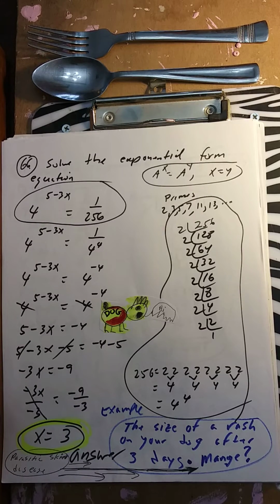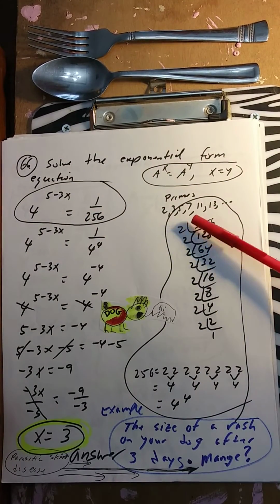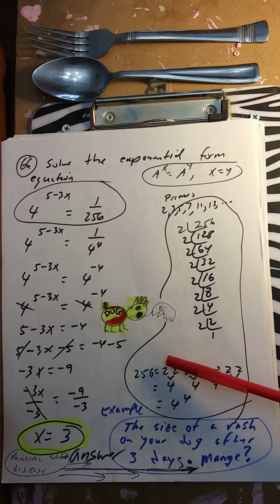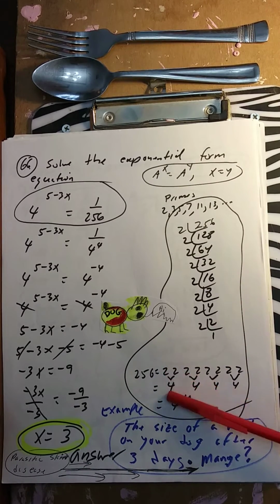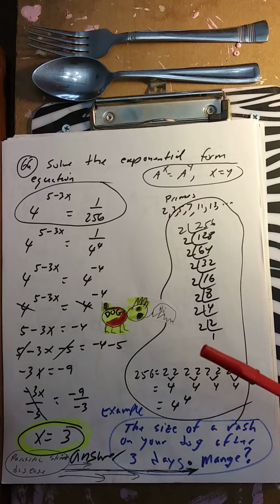Oh, solve the exponential function. Again, a to the x, a to the y means x is y. So I'm going to have to rewrite this one here. Divide by 2, 2, 2, 2, 2, 2. That's it. So what does that mean? That means 4 times 4 times 4 times 4, or 4 to the 4 power is 256.